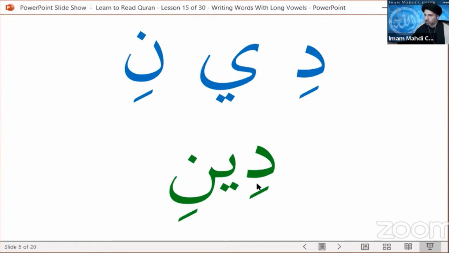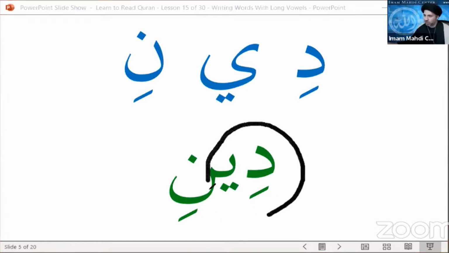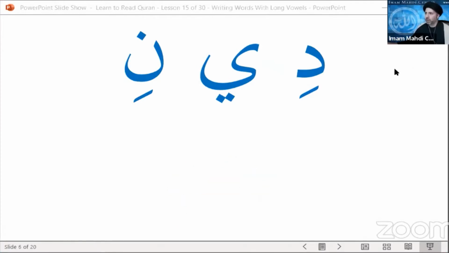The dal with kasra followed by space because dal does not connect on its left. The lowercase of the ya, and then the noon with kasra. So this dal and this ya will be read together as one syllable. We say di, and then we pronounce the noon with kasra, ne. So it's di ne.